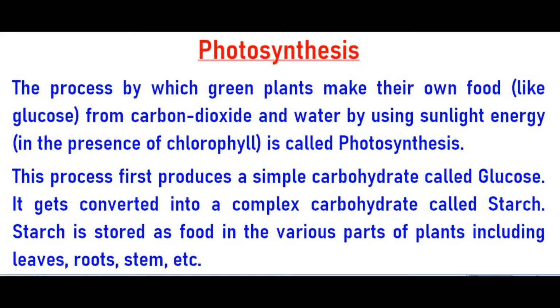This process first produces a simple carbohydrate called glucose. Then it gets converted, it changes into a complex carbohydrate called starch. This starch is stored as food in the various parts of the plant, including leaves, roots, stems, etc.